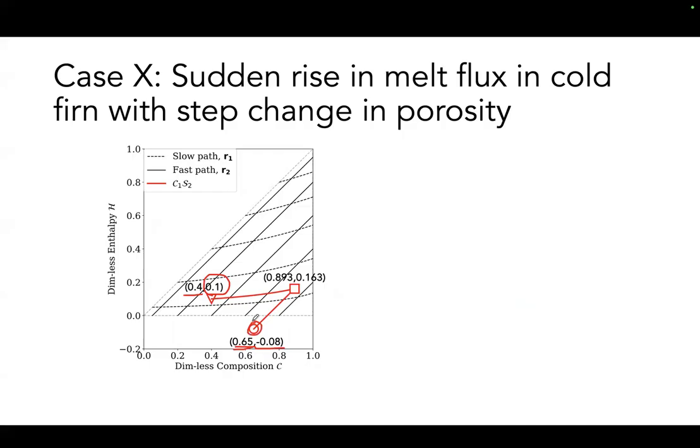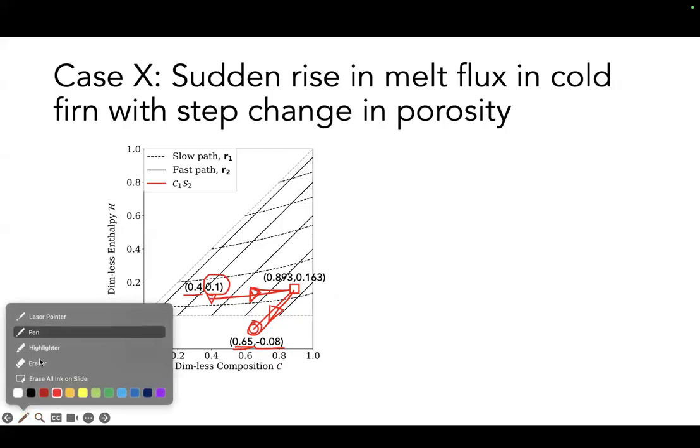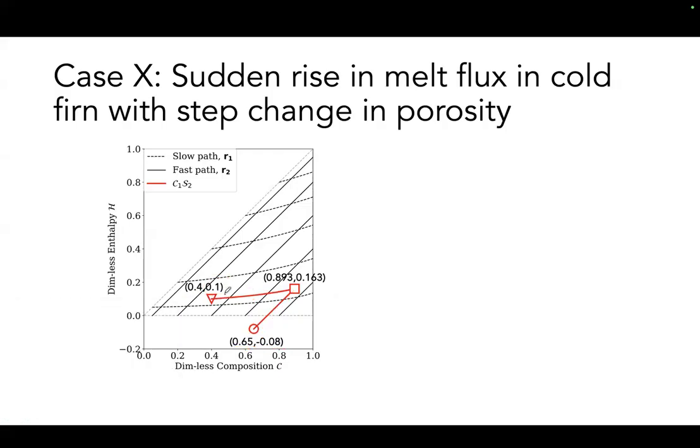In this particular case, we do the same trick where we first go on the slow path and then go on the fast path. So we first go on the slow path in this direction, and then we go on the fast path in that direction. So that's our solution. And if we extend the slow path from the left state and the fast path from the right state, wherever they intersect, if it is less than C equals 1, which is the fully saturated region, that is our intermediate state. So the intermediate state here is this, 0.893 and 0.163.